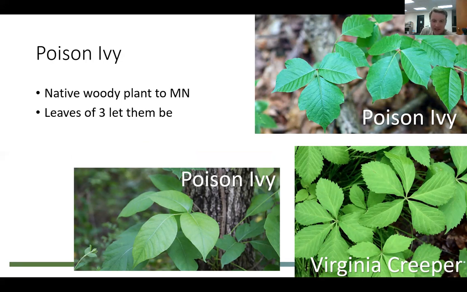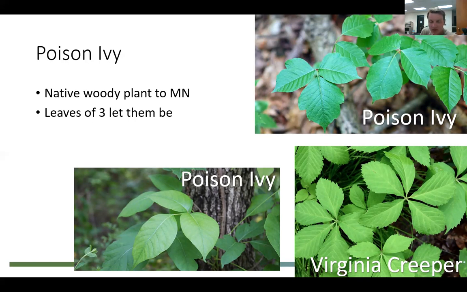You probably know the saying, leaves of three, let them be, leaves of five, stay alive. So this is a very good saying to live by when you're in the woods. And as you can kind of see in these pictures, poison ivy and Virginia creeper look pretty similar until you start counting the leaves.